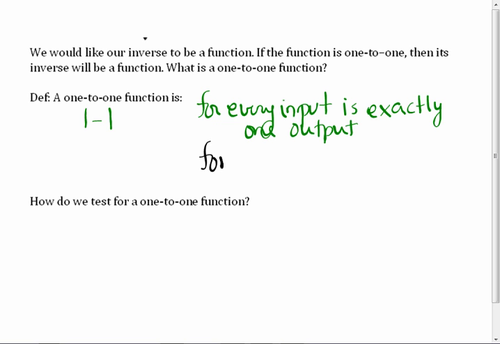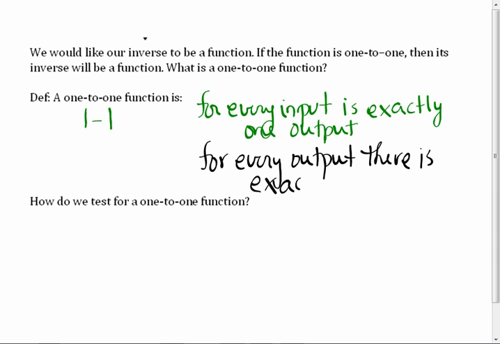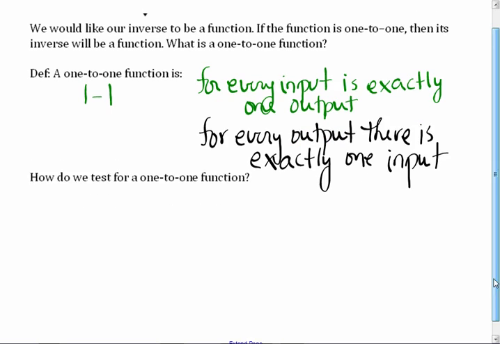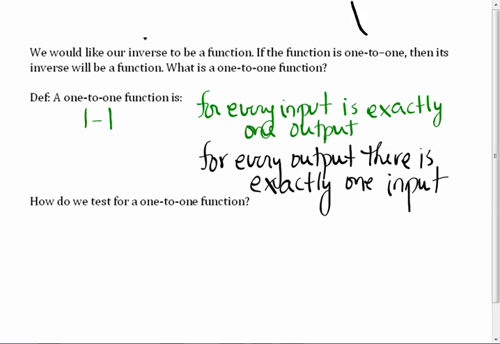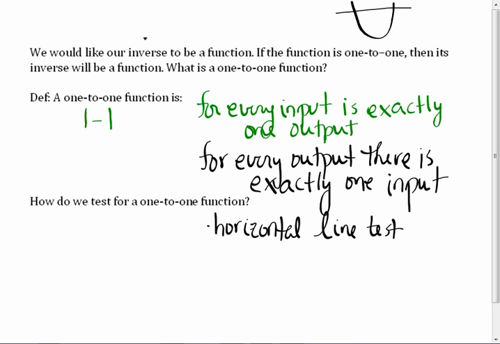So for every output, there is exactly one input. Grant has already asked the question, how do you know if it's a one-to-one function? You have the horizontal line test. That doesn't pass it. This should be all review, but it's kind of theoretical, so it gets to be a little confusing.